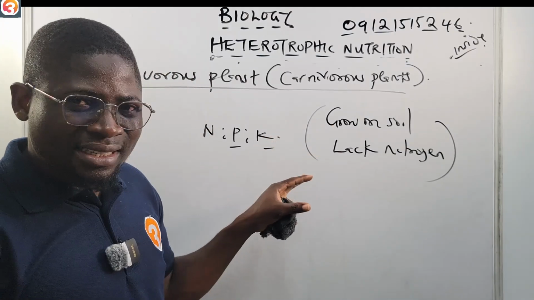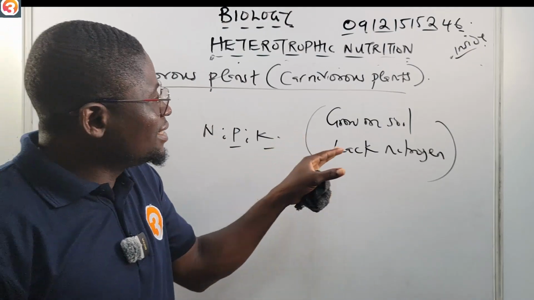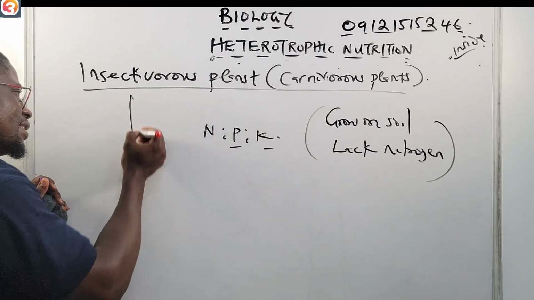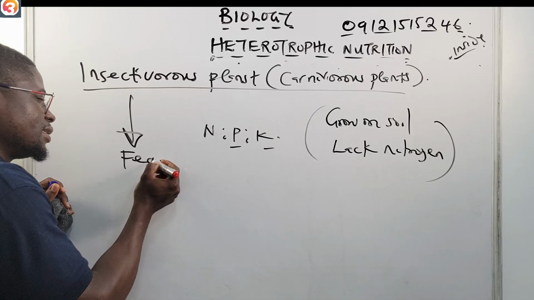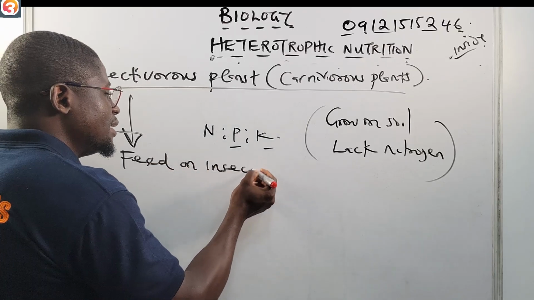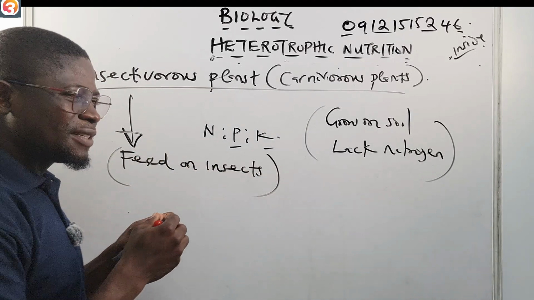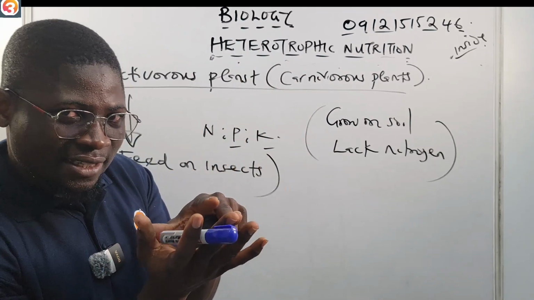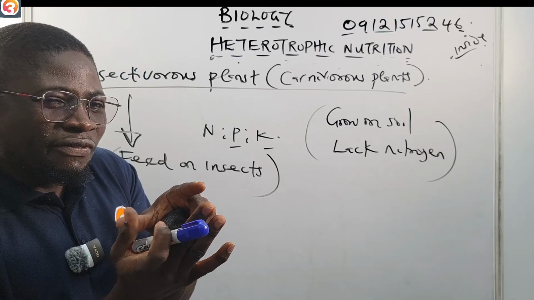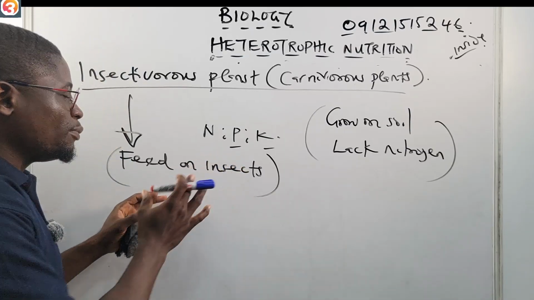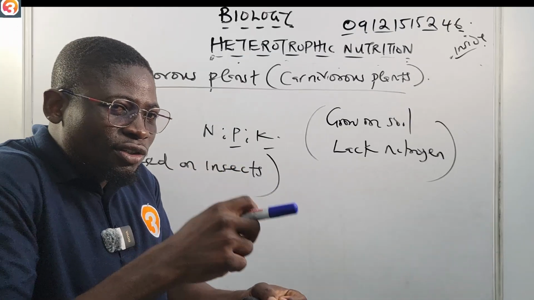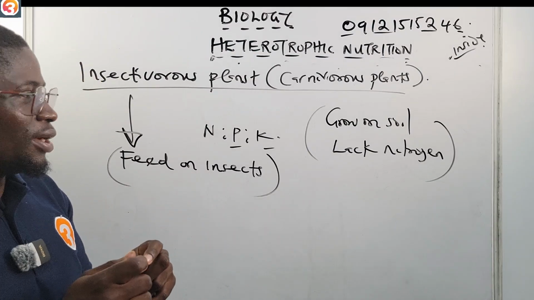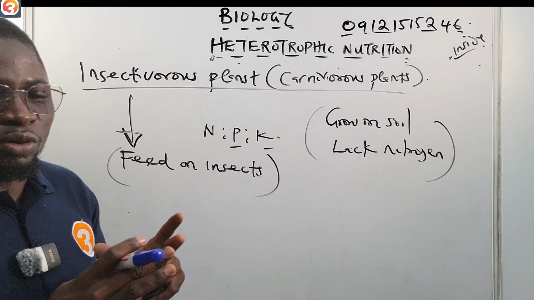So for these insectivorous plants to get this source of nutrition, that is nitrogen, what they do is feed on insects. The leaves of the plant are modified in such a way that they are able to trap the insects, release digestive juices on the insect, and then absorb it into the body of the plant. That is how insectivorous plants operate.